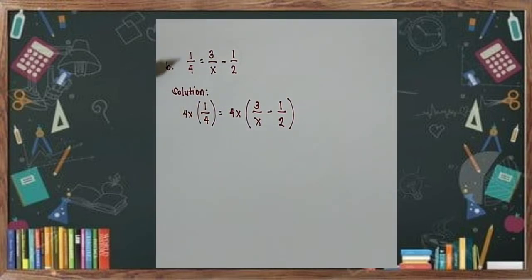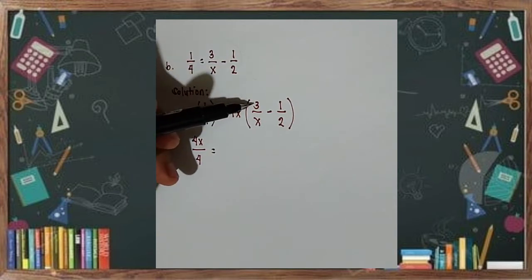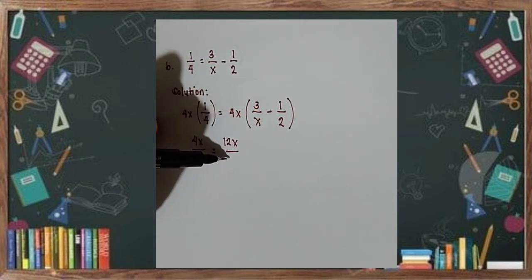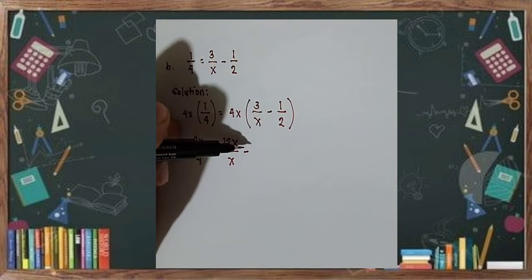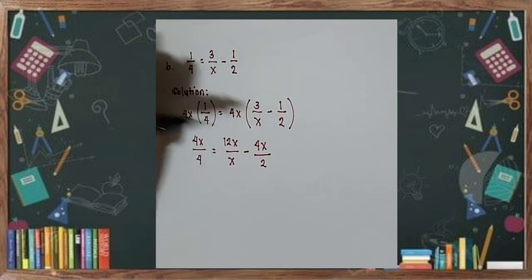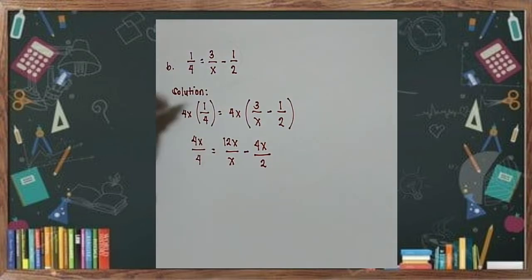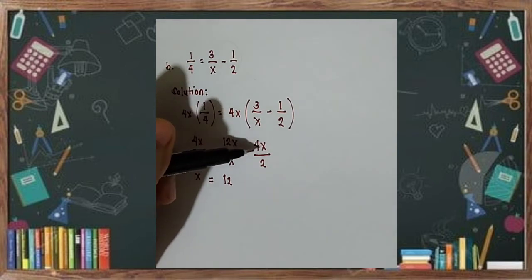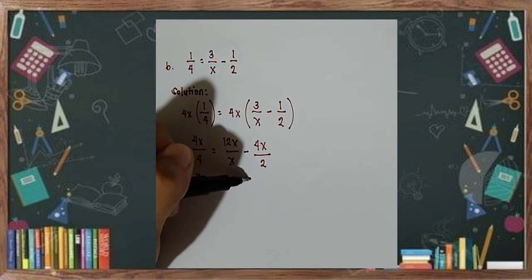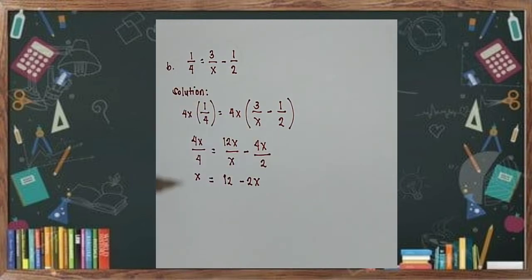Okay? So, 4x times 1 ay equals to 4x over 4. 4x times 3 ay equals to 12x over x minus 4x times negative 1 ay equals to negative 4x over 2. Then, simplify natin tong bawat term. Okay, so 4x divided by 4 ay equals to 1x or simply x, equals 12x divided by x ay simply 12. Negative 4x divided by 2 ay negative 2x. Okay? Then, combine the like terms.